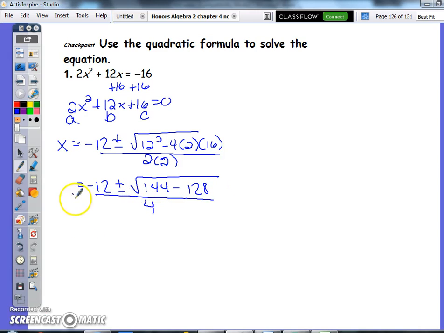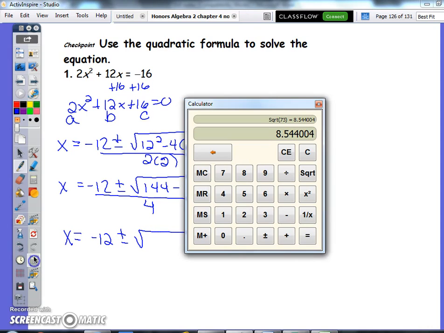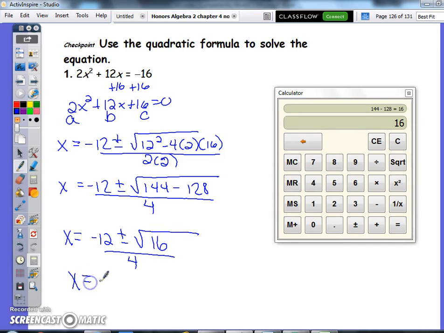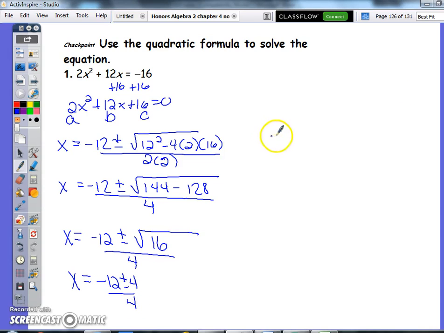all over 4. So x is going to equal -12 plus or minus the square root. Well, just so you know, 144 minus 128 gives me a 16. How nice. Over 4. So x equals -12 plus or minus 4 over 4. So there are two answers. It's going to be x equals -12 minus 4 over 4 and -12 plus 4 over 4.